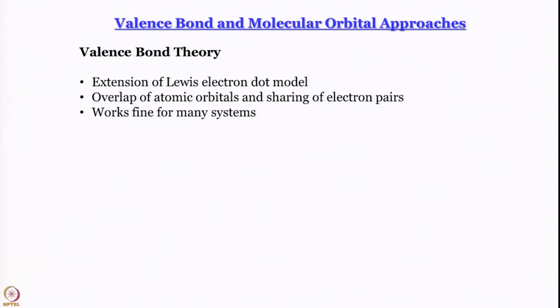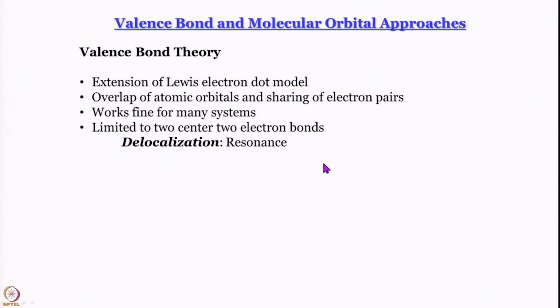So, actually it works fine for many systems, and the beauty of it is its simplicity. The problem with it is also its simplicity, because it is limited to 2 center 2 electron bonds. As long as you limit yourself to the ground state of 2 center 2 electron bonds, it works beautifully. The problem is, the moment you go beyond 2 centers, or you have 1 electron or 3 electrons or more electrons, then it does not work. When you have more than 2 centers, you need to account for delocalization, which is actually not provided for in valence bond theory. So, you have to invoke this afterthought that is called resonance.